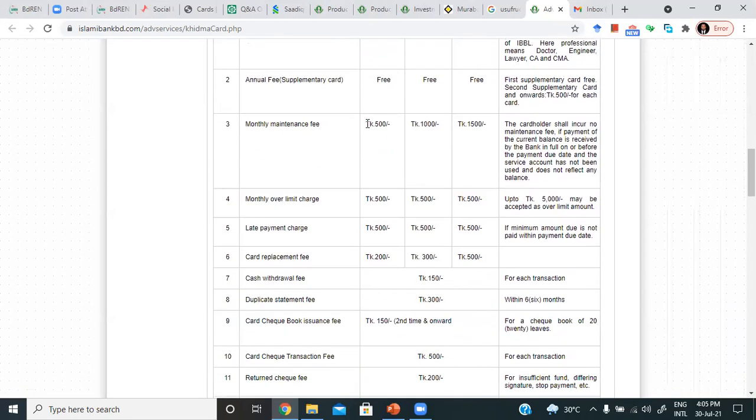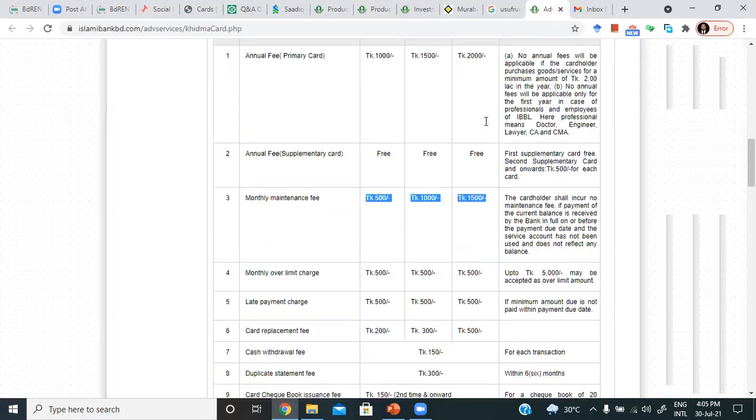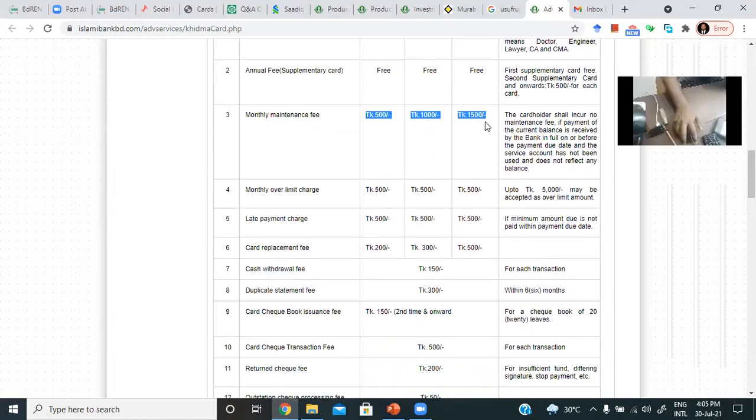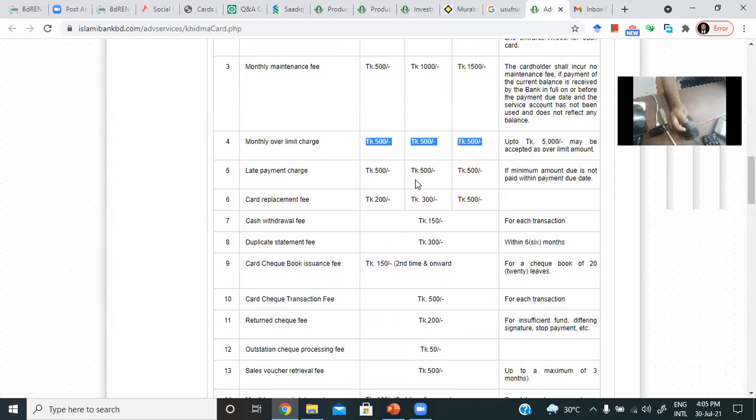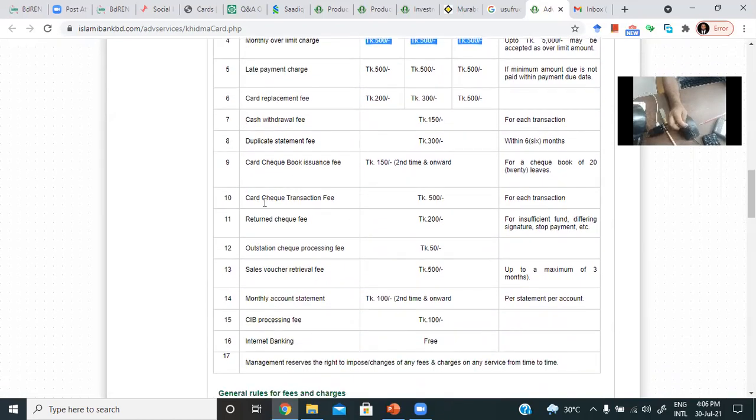And you see the monthly maintenance fee is constant, regardless of the usage of the credit card. And the monthly over limit charge is also a fixed amount. There is no amount directly linked to the amount used or over-withdrawn by the person. And you see the late payment charge is also constant, and it is only applicable if the minimum amount due is not paid within the payment due date.